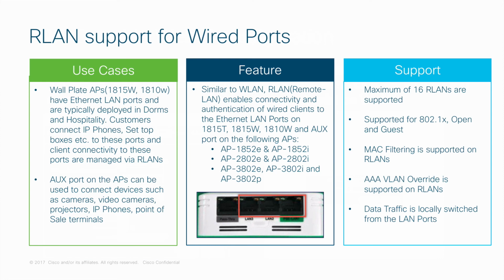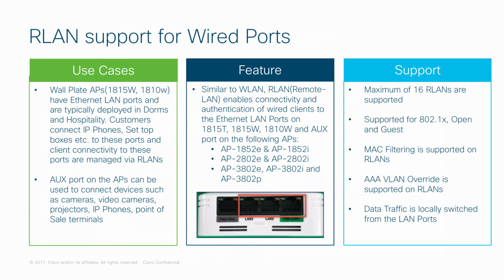So the next feature is RLAN support for wired ports. The use case here is that you have these purpose-built access points like the wall plate APs, the 1815W and the 1810W, and they have Ethernet LAN ports. These access points are typically deployed in dorms, universities and the hospitality space. So the idea is the customer would actually connect an IP phone, a set-top box, etc. to these wired LAN ports. So RLANs enable connectivity of wired clients to these LAN ports.